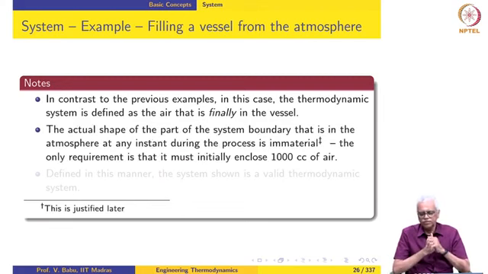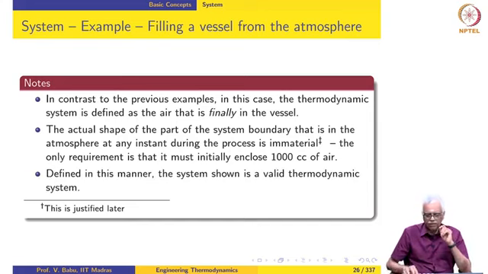The actual shape of the part of the system boundary that is in the atmosphere at any instant during the process is actually immaterial. We will justify this later. The only requirement, as I said, is that it must initially contain 1000 cc of air and then always contain that air as the boundary deforms. Okay. Now defined in this manner, the system that we have shown here in grey is a valid thermodynamic system.